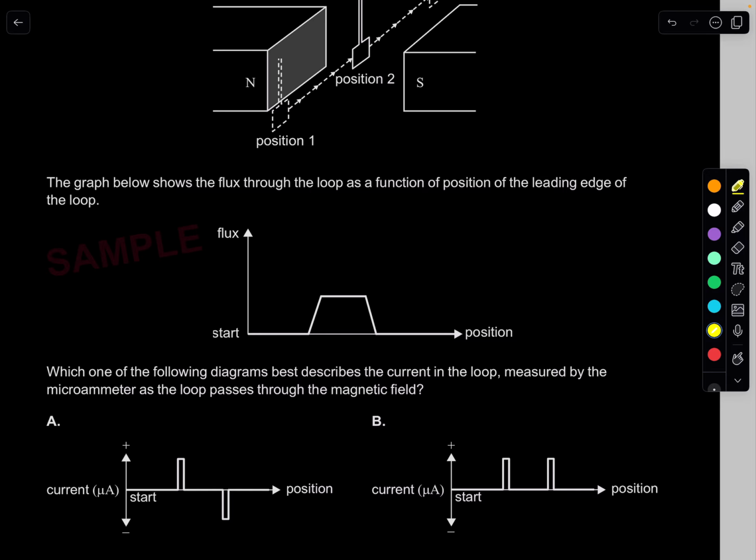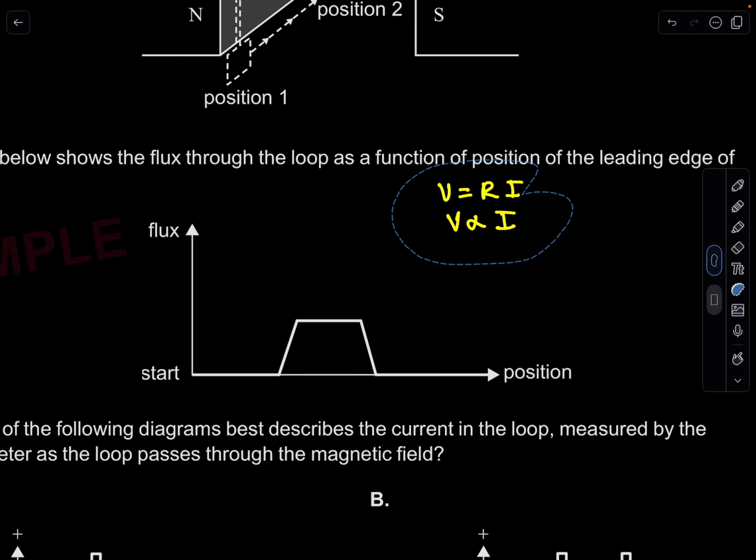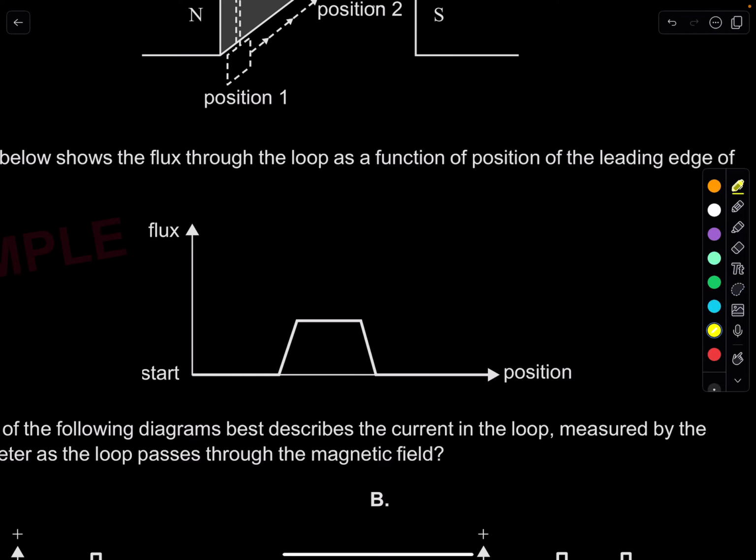Now, they're talking about current versus position. So it's not voltage. But you should realize that voltage is just resistance times your current. What this means is basically voltage is proportional to your current. It means their graphs are going to be similar. So all we have to do is graph the EMF versus position graph, and it's basically the same as your current. So let's do that.